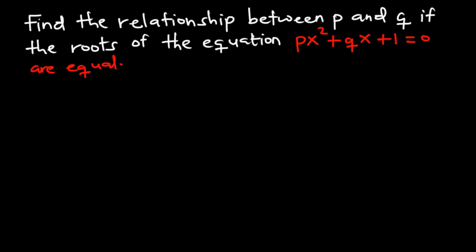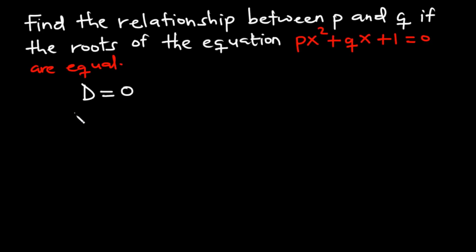So for the second question, we are to find the relationship between p and q if the roots of the equation px squared plus qx plus 1 is equal to 0 are equal. So according to the question, we are to find the relationship between p and q if they are equal roots of the equation px squared plus qx plus 1 is equal to 0. Now we know that for equal roots, the discriminant is equal to 0.